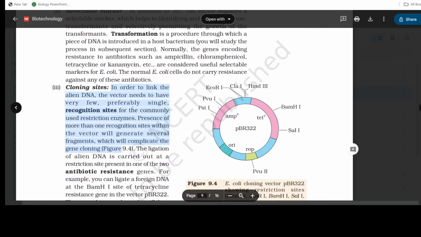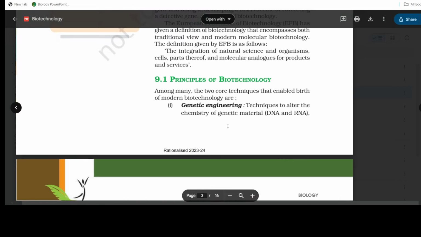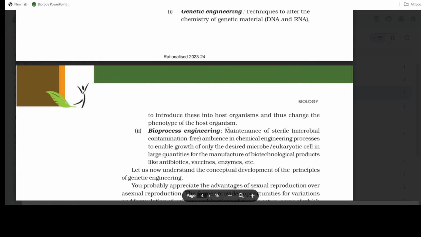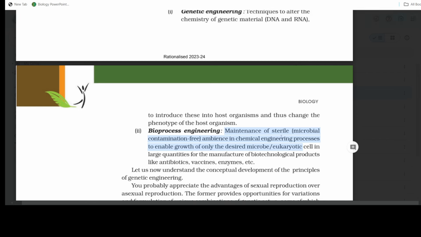Maintenance of sterile conditions in biotechnological processes. We should maintain sterile conditions in biotechnological processes. Why? Maintenance is the first part of this biotechnology. Under the heading principles of biotechnology, genetic engineering and bioprocess engineering, maintenance of sterile, that is microbial contamination free, ambience in chemical engineering processes enables the growth of only desirable microbes. So we are giving them a lot of nutrient rich culture. If we are not careful about the growth of the desired microbe or desired eukaryotic cell, any other cells which are undesirable for our experiment may grow and spoil our experiment. For that we have to maintain sterile conditions.